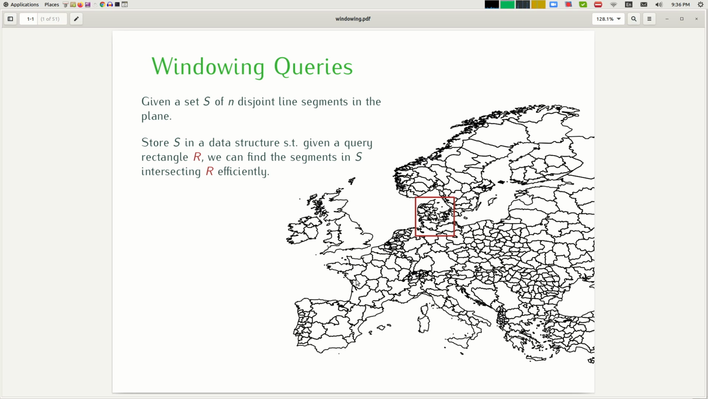In the upcoming videos, we're going to look at two of the important data structures that deal with intervals, segment tree and interval tree. And to motivate them, we look at this problem that we call the windowing problem. The problem is the following.